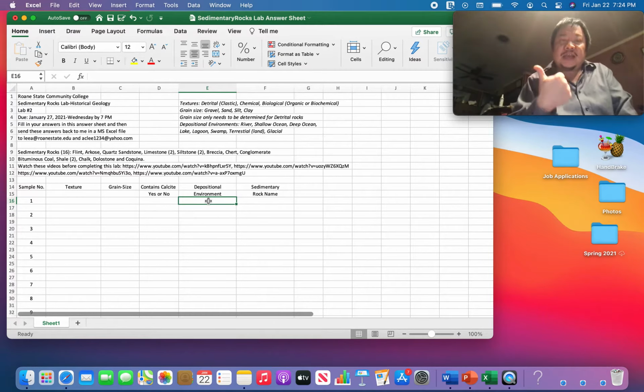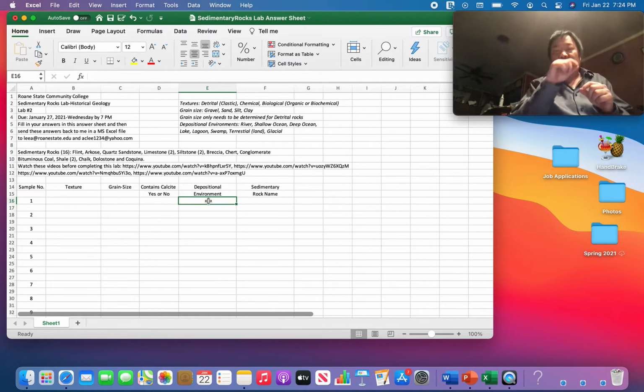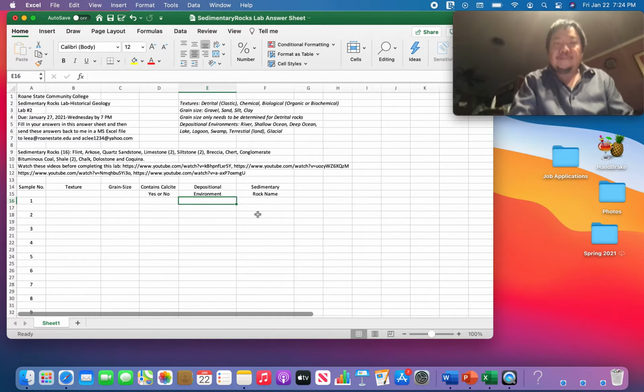Did it form in the shallow ocean? Did it form in the deep ocean? Did it form by glaciers? Did it form in a swamp or a lagoon or a lake? In your lab manual, there's a picture there, and I don't have the lab manual here, but go look under sedimentary rocks in your lab manual. There's a picture showing the depositional environments for all of the sedimentary rocks. So you want to figure out the depositional environment for all of your 16 sedimentary rocks.